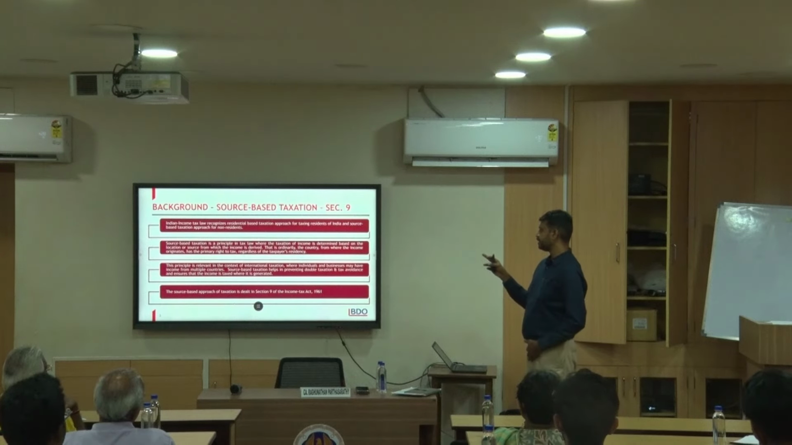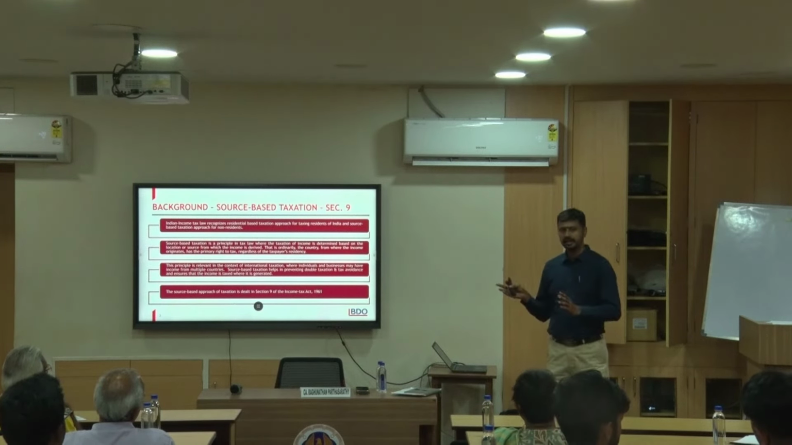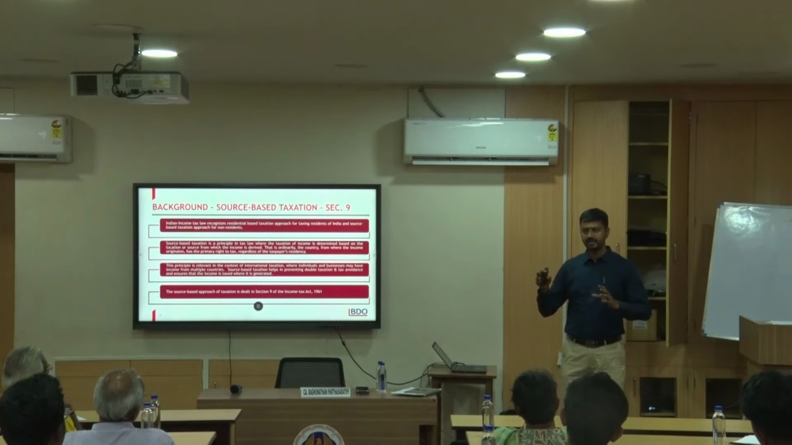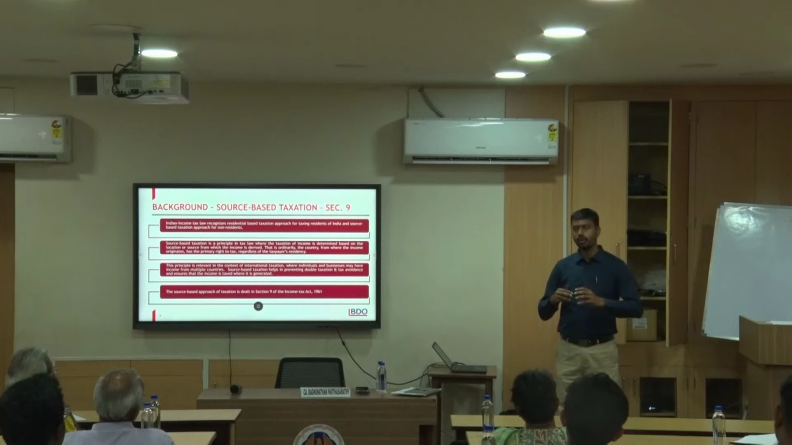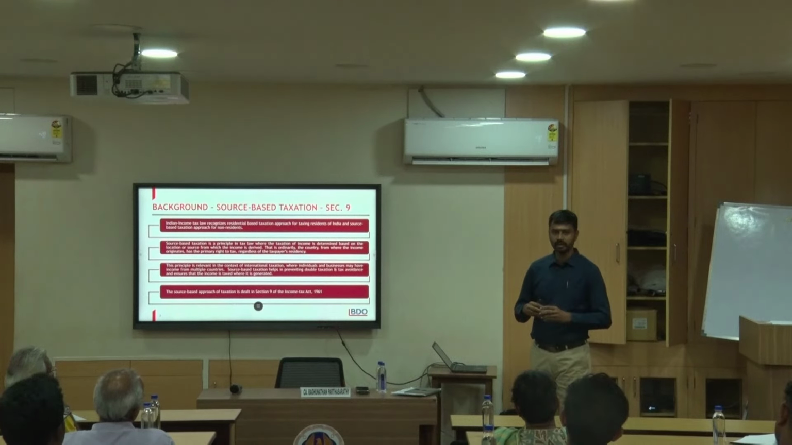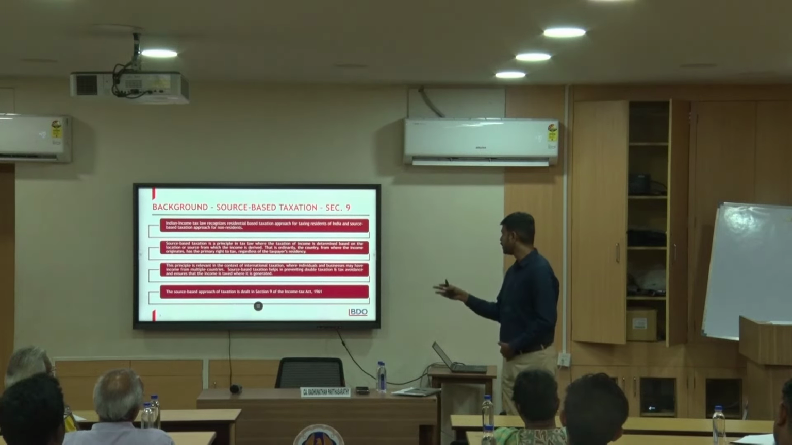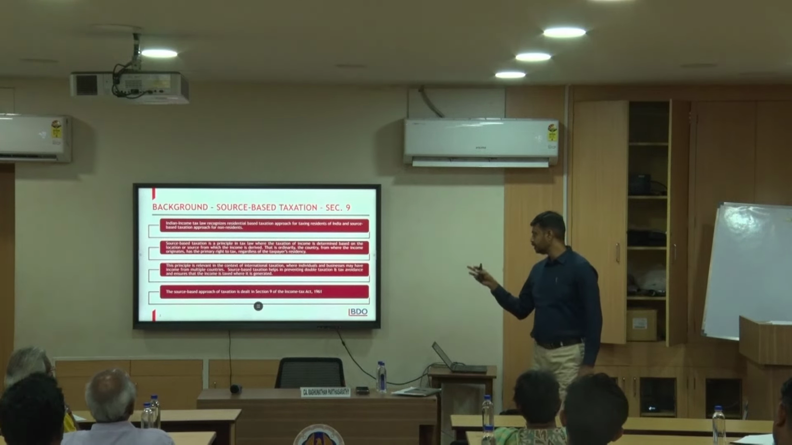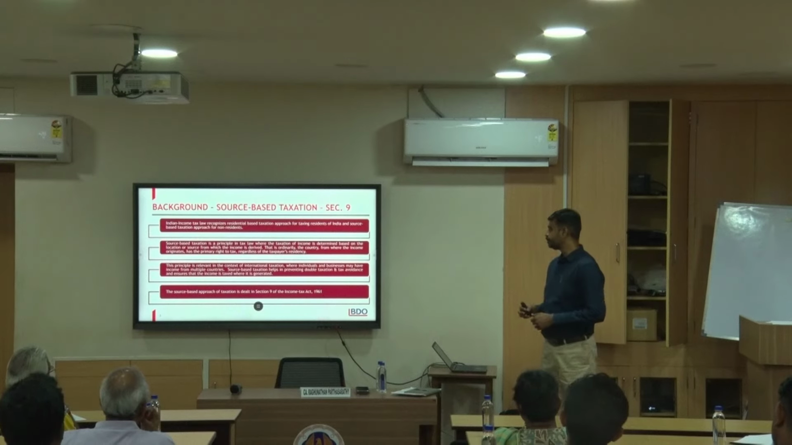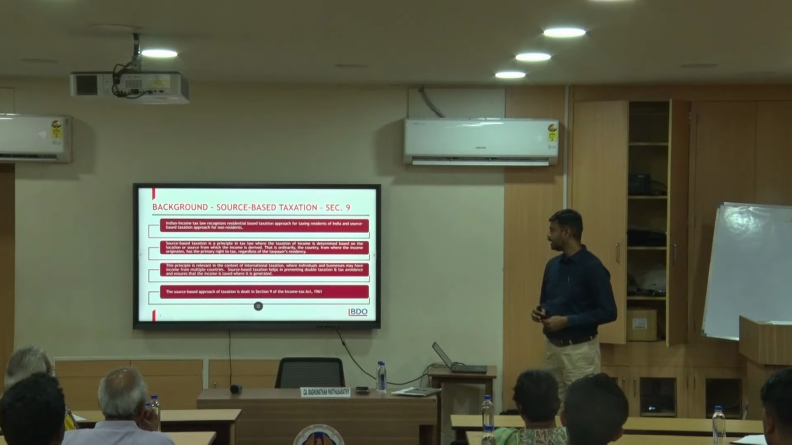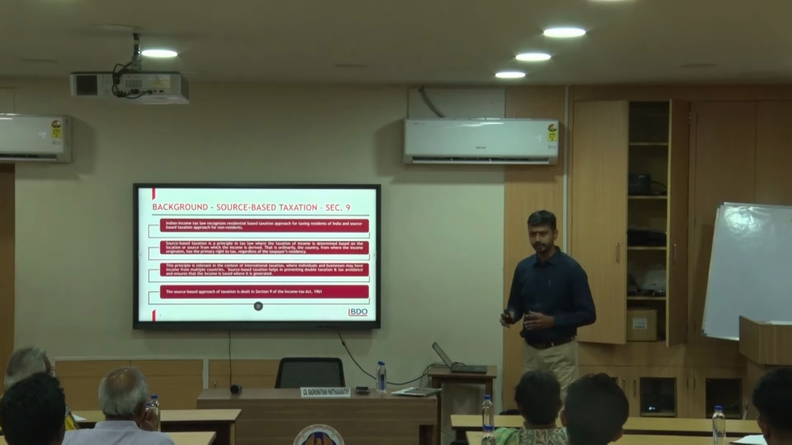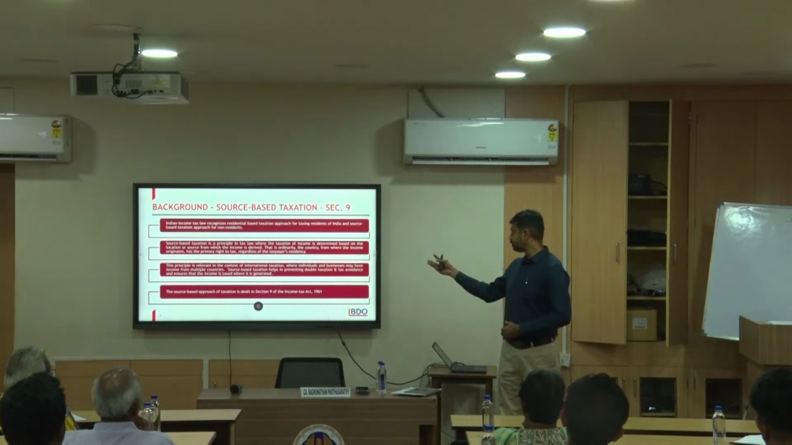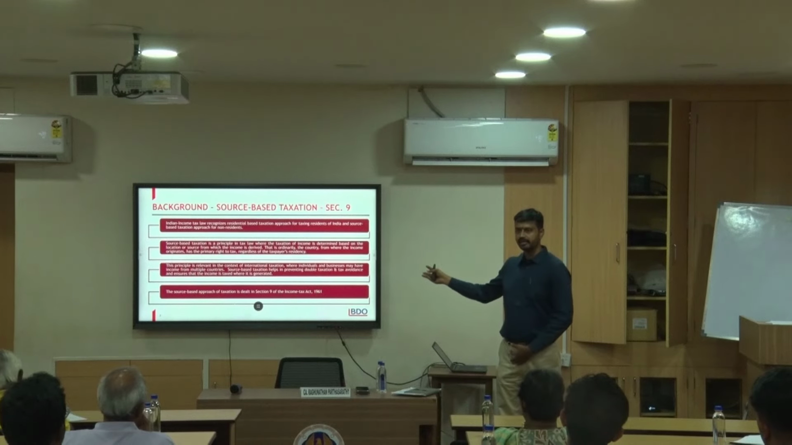This principle is relevant in the context of international taxation. This is where international taxation comes in, where two persons who are in different jurisdictions are involved, where individuals and businesses may have income from multiple countries. Source-based taxation helps in preventing double taxation and tax avoidance, and ensures that income is taxed where it is generated. So there are two concepts here. One is double taxation, the second is tax avoidance.